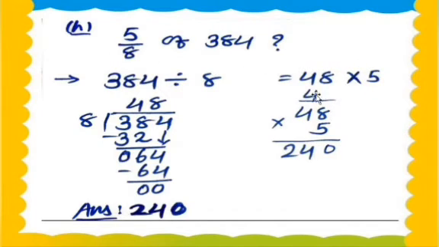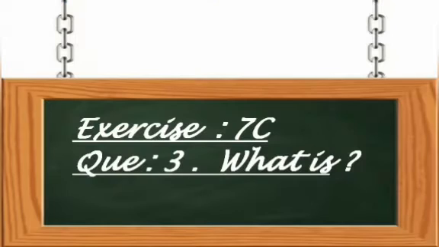So the numerator is 5. 48 multiplied by 5. Now here we do the multiplication. 5 8s are 40. 0 here, and 4 as a carry. Then 5 4s are 20. 20 plus 4 is 24. So the answer is 240. What, my dear students? The answer is 240. So 5 upon 8 of 384 is 240. Understood, my dear students? I hope you all have understood.